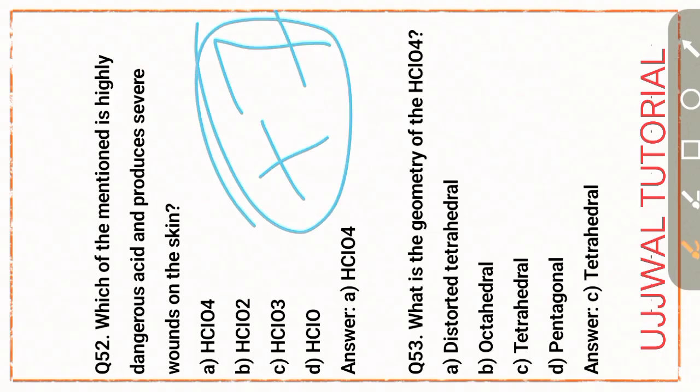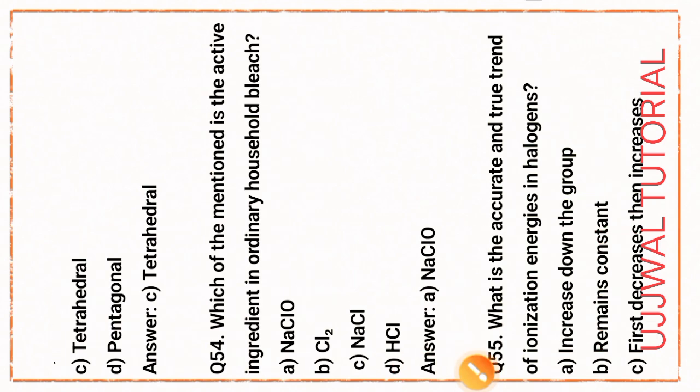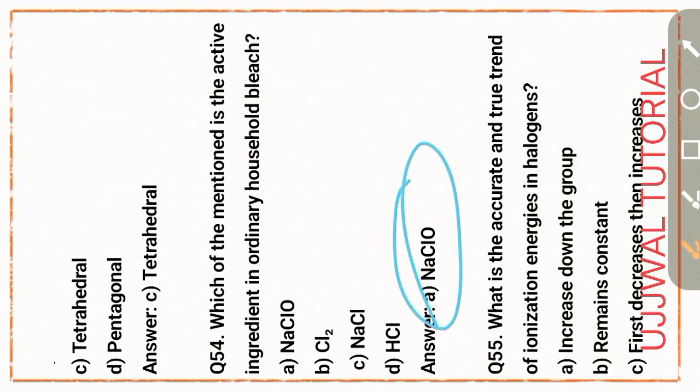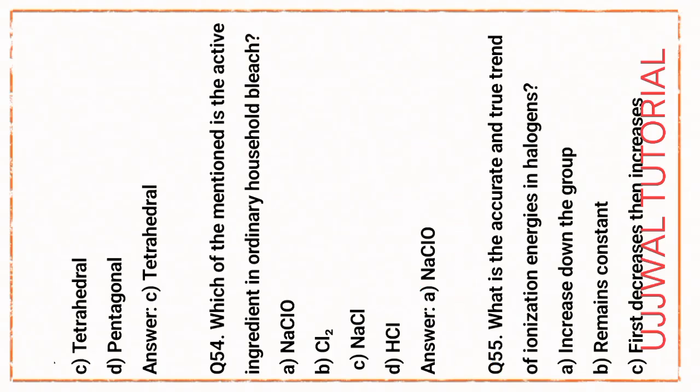Okay. Next question. Question number 53. What is the geometrical shape of HClO4? That is tetrahedral. Okay, option C is the right answer. Next question. Question number 54. Which of the mentioned is the active ingredient in ordinary household bleach? That is option A, NaClO. NaClO, sodium hypochlorite. Okay. Next question.